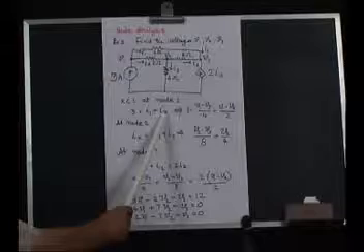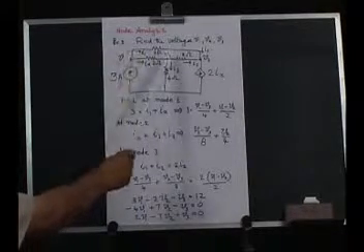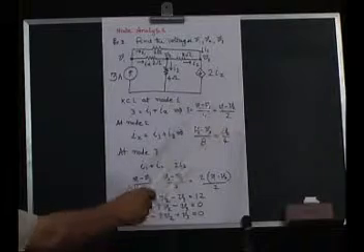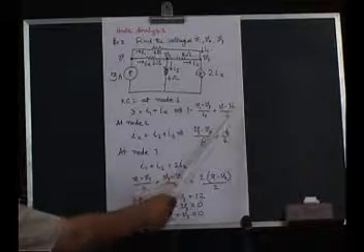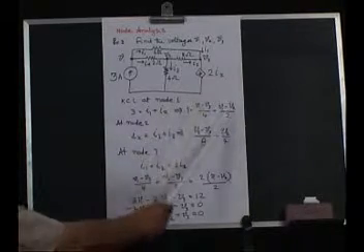Then, what about Ix? Ix is the current flowing in 2 ohms. V1 is greater than V2, so this is V1 minus V2 by 2 ohms. So, I1 is this and Ix is this.